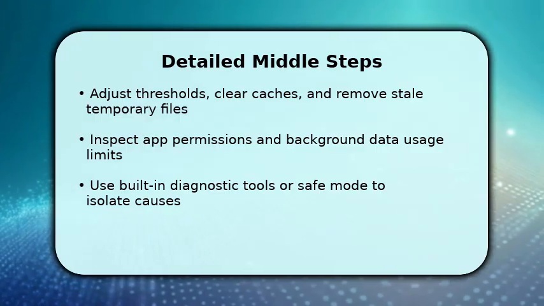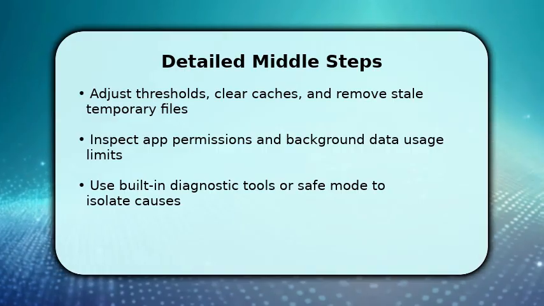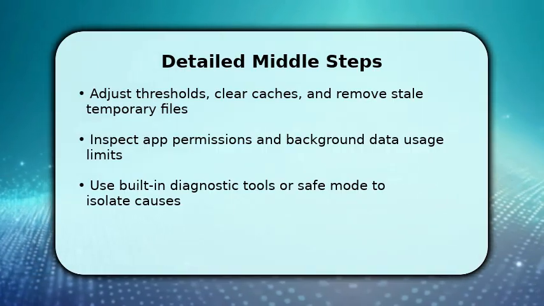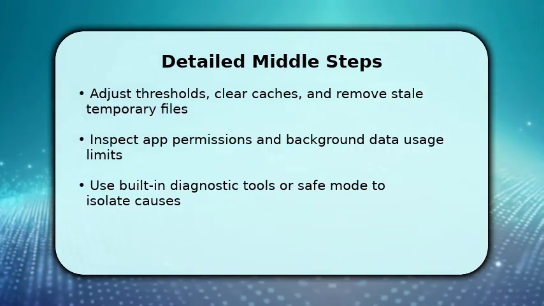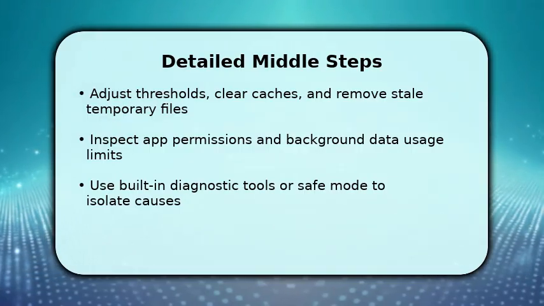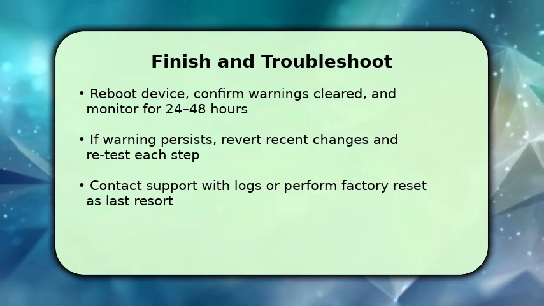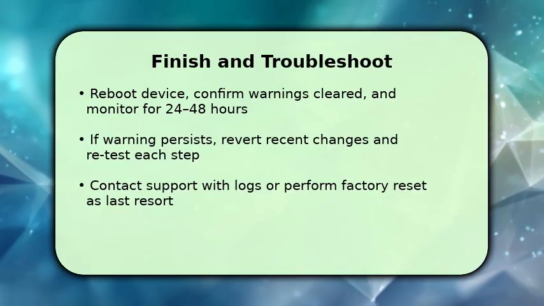If warnings persist, run diagnostics or boot into safe mode to isolate the offending process, because identifying the source prevents recurring alerts and avoids unnecessary resets. You finish by rebooting and verifying the warning no longer appears. Monitor usage for 24-48 hours to confirm stability.